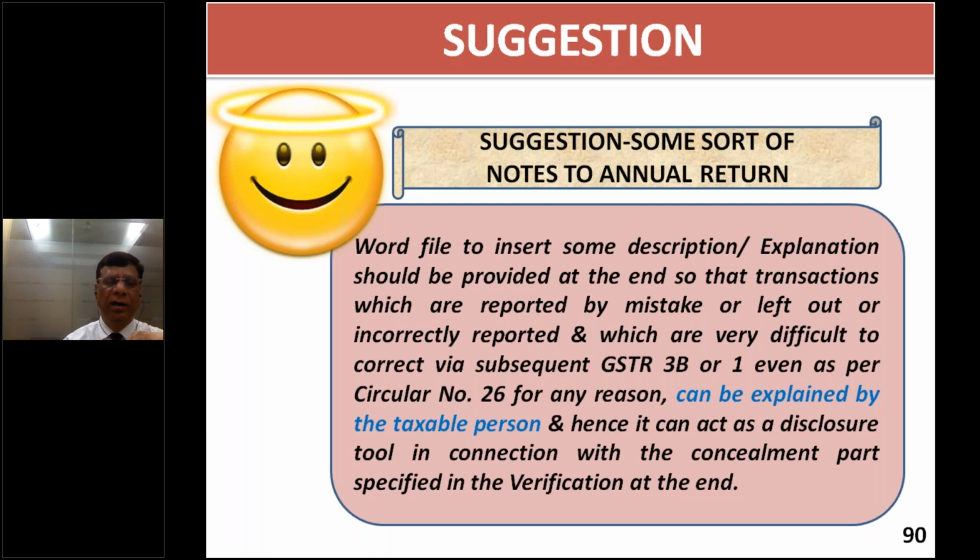we are of the opinion that a word file to insert some description, explanation should be provided at the end, so the transactions which are reported by mistake or left out or incorrectly reported and which are very difficult to correct via subsequent GSTR 3B or 1 can be explained by the taxable person, and hence it can act as a disclosure tool in connection with the concealment part specified in the verification of the form.